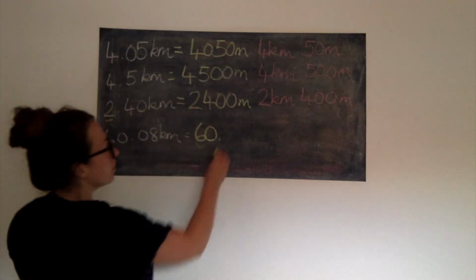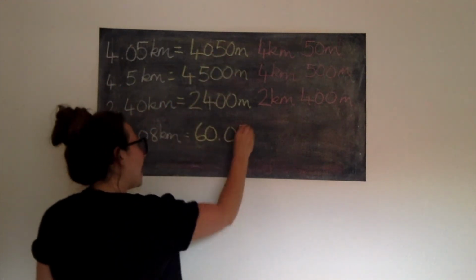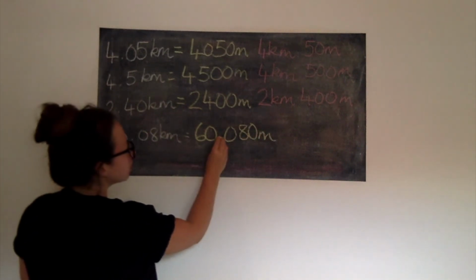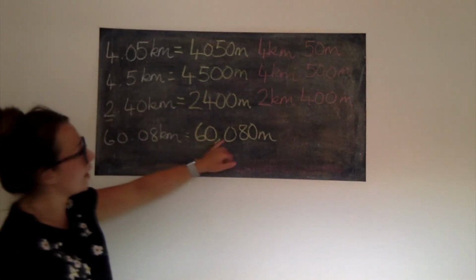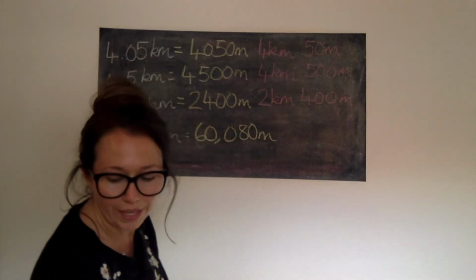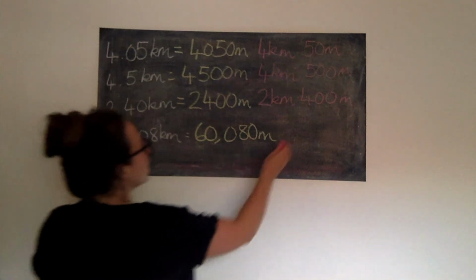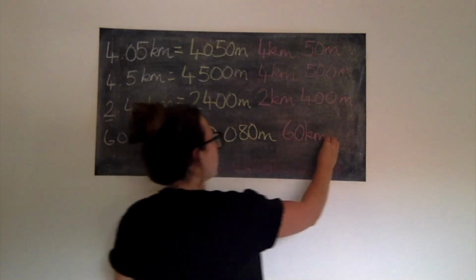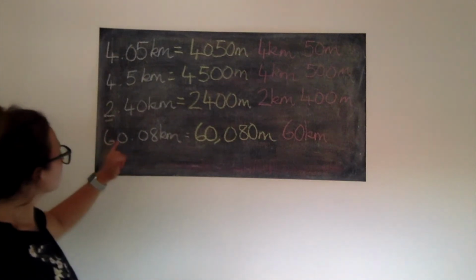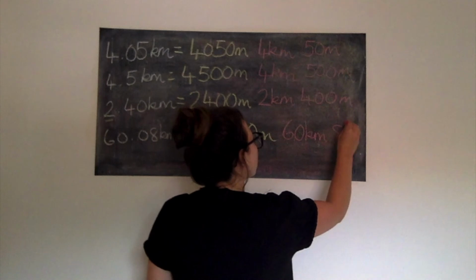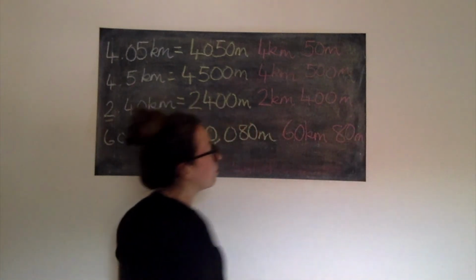So it's 60,080 metres. Okay, that's really difficult. This is a comma, by the way, to show us 60,080 metres. Okay, so that's really tricky. As kilometres and metres, that would give us 60 whole kilometres. So that's a really big distance, 60 whole kilometres and 80 metres.